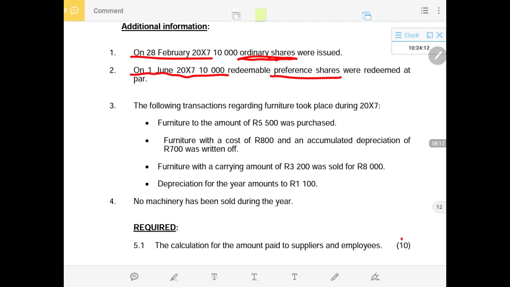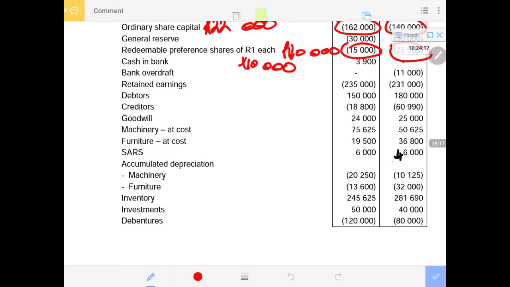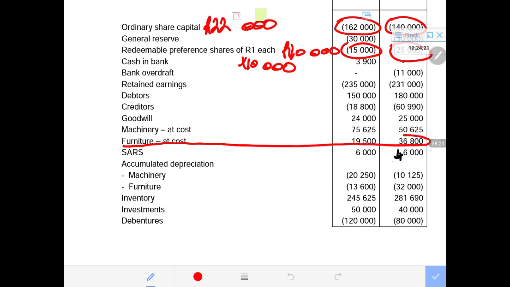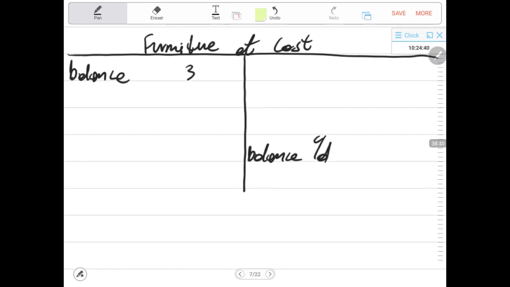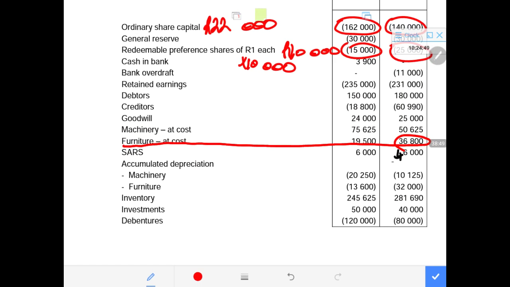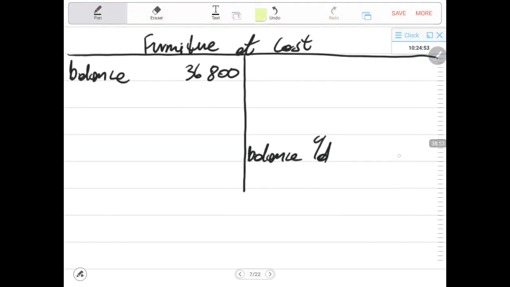Now we look for the information extracted from the financial statements regarding the furniture. There we do have furniture at cost. And in the previous year, the furniture cost amounted to 36,800 rands. So we'll have that as an opening balance of the furniture, 36,800 rands. Then we look for the closing balance of furniture at cost. The closing balance is 19,500 rands. And we know that there was furniture bought during the year and the cost of the furniture was 5,500 rands. Remember, the opening balance is before the purchase took place, but the closing balance is after the purchase of the furniture 5.5 has taken place.